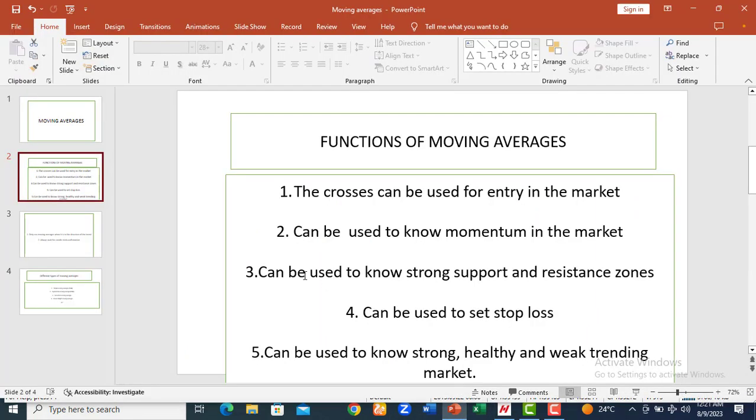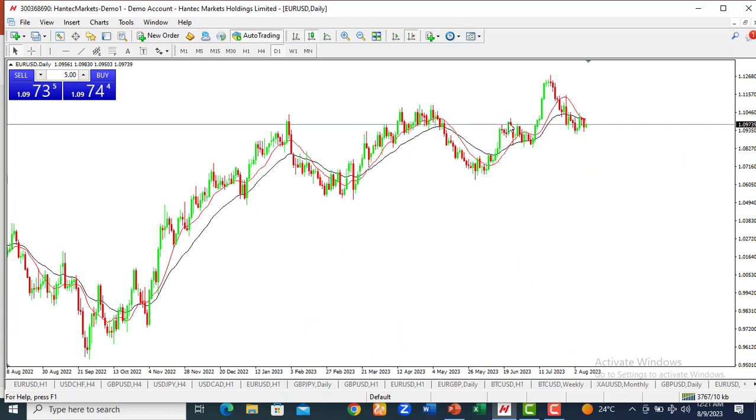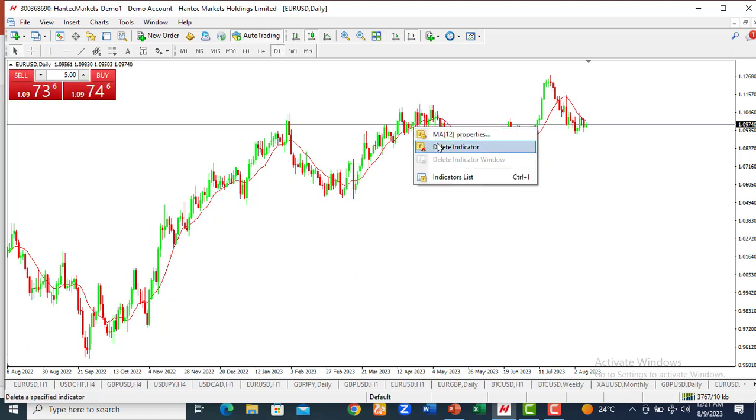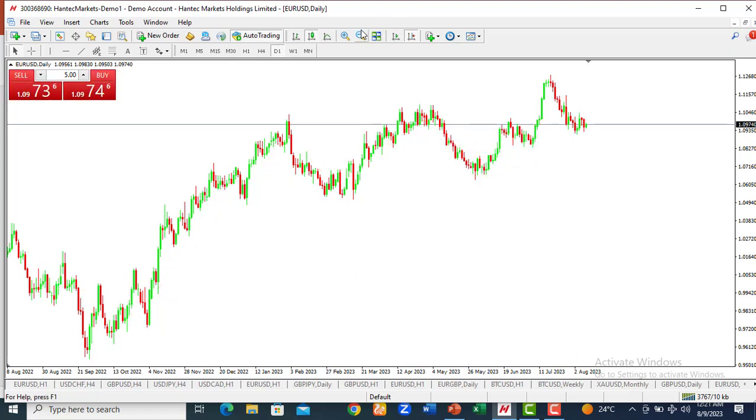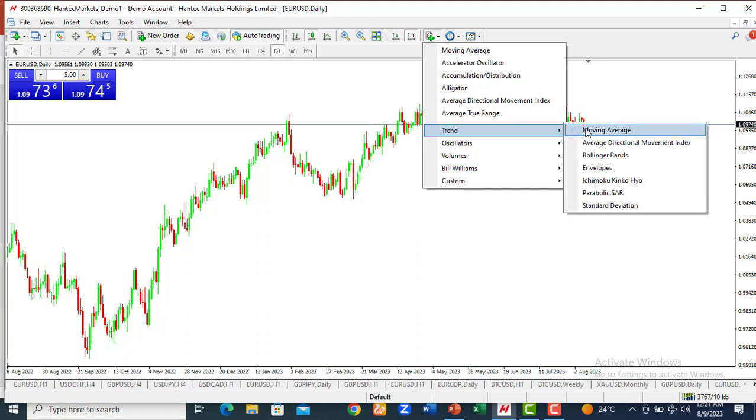Number 3, it can be used to know strong support and resistance zones. So what am I trying to talk about? Now, to know strong support and resistance zones, all I'm going to do is remove this 12 and 26 moving average. Watch me. I delete this 12 and 26, delete indicators. So what do I do? I go to the indicator list, go to trend, go to moving average.